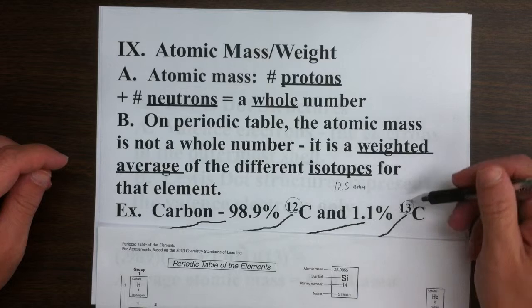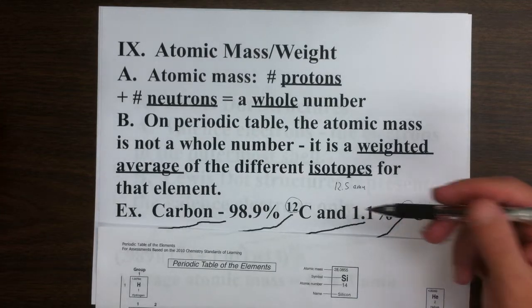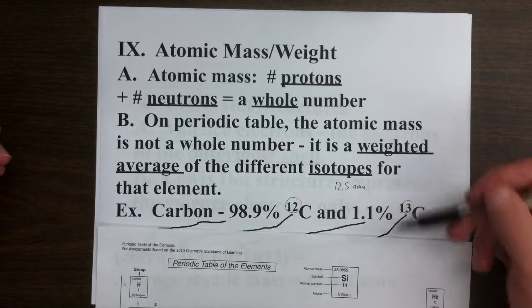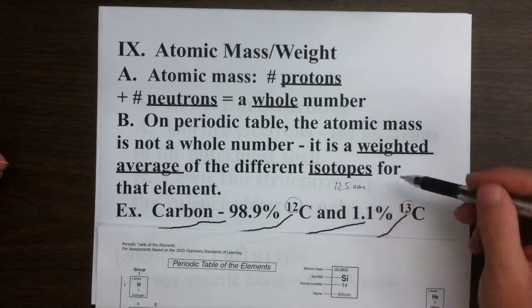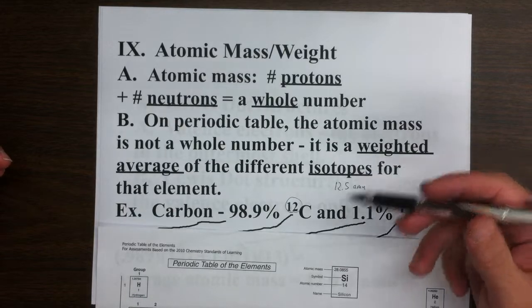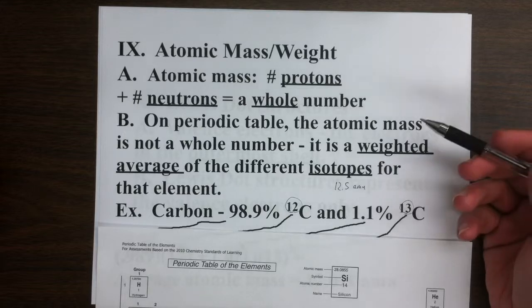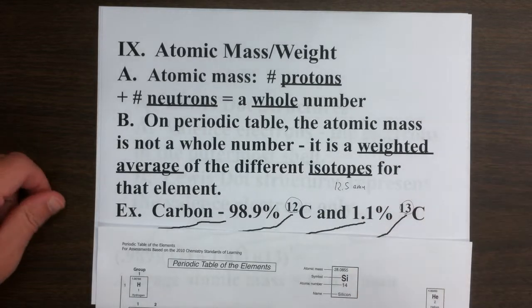So this is a weighted average, just like your grades are a weighted average. Homework is a certain percentage, labs and quizzes are a certain percentage, tests are a certain percentage. They don't all count the same, so you can't just add up all the numbers and divide them by however many different sections you have. You have to take into account what they're weighted.